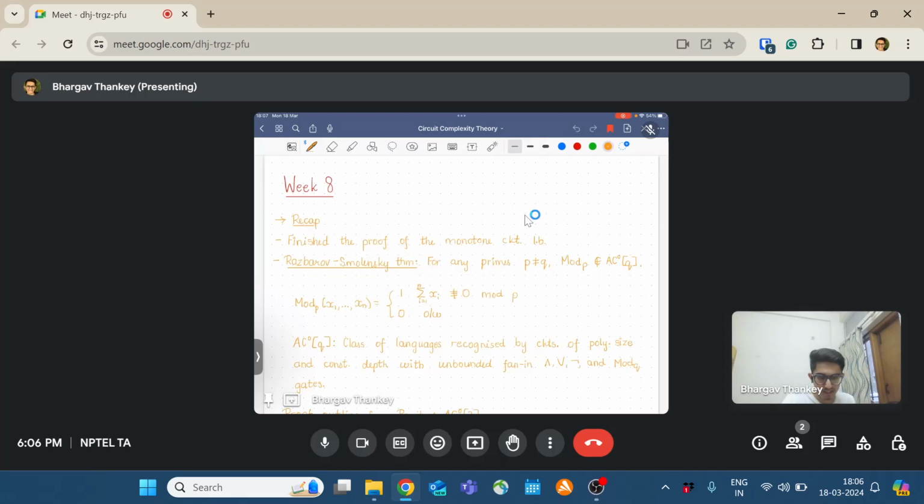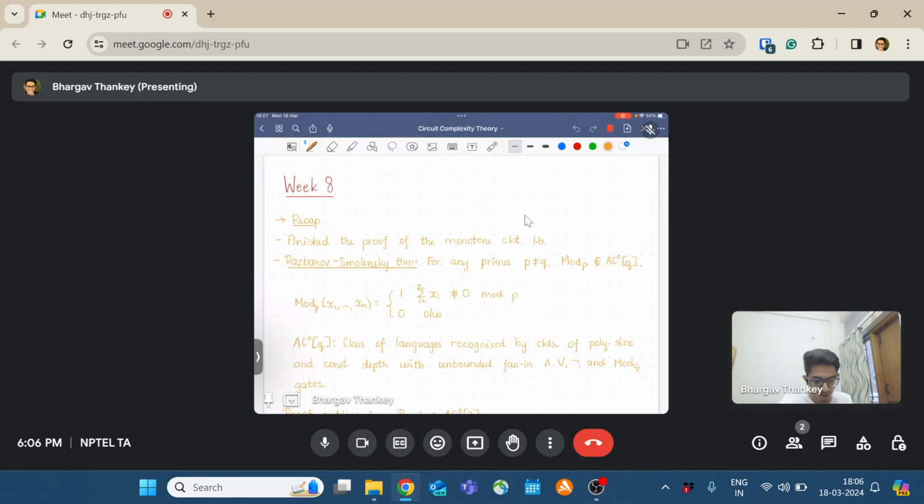So let's first quickly recap what we saw this week. Last week we had started the proof of the theorem by Razborov, Alon, and Boppana about lower bounds for monotone circuits. First we finished that proof, and then we saw a proof of the theorem by Razborov-Smolensky, which says that for any primes p not equal to q, the function mod p is not in the class AC0[q].